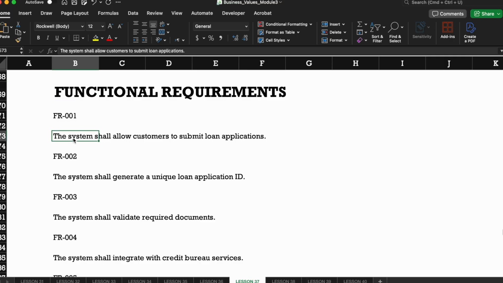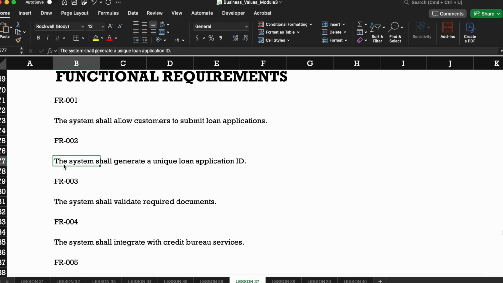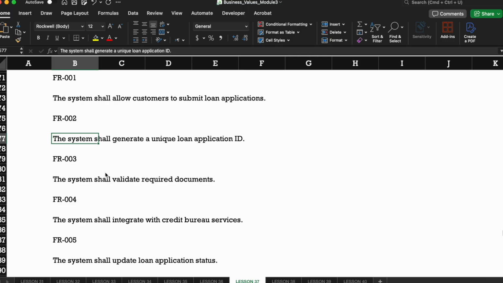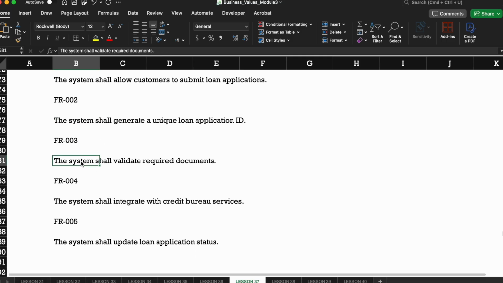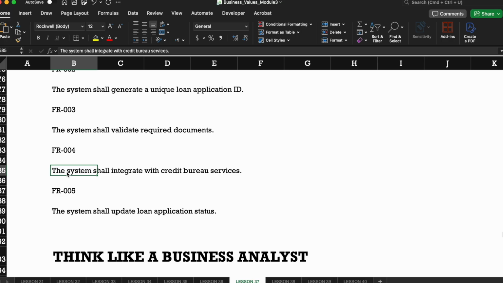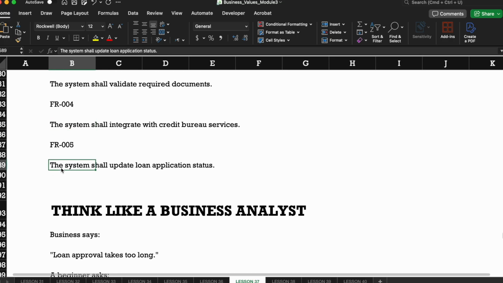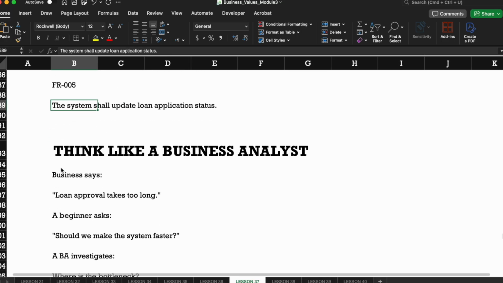Functional requirements. The system shall allow customers to submit loan application. The system shall generate unique loan application ID. The system shall validate required documents. The system shall integrate with the credit bureau services. The system shall update loan application status.